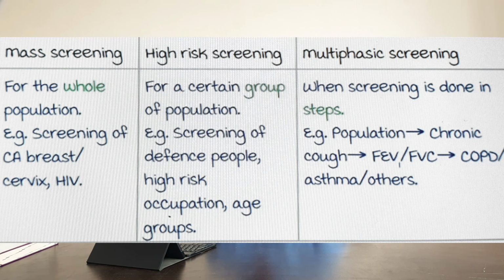Then the third one is multiphasic screening. Multiphasic screening is when the screening is done in steps. It's called multiphasic screening. For example, a population with chronic cough, fever, and COPD or asthma, etc. This is called multiphasic screening.